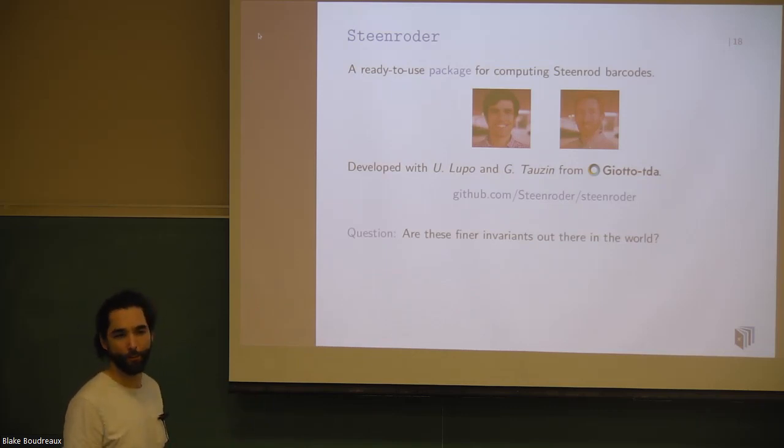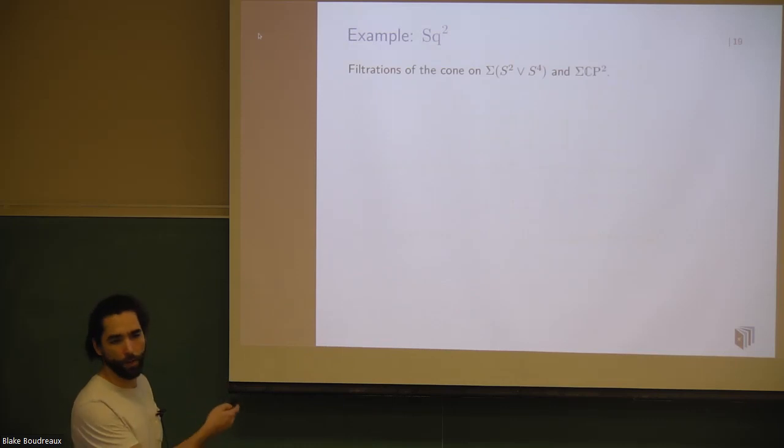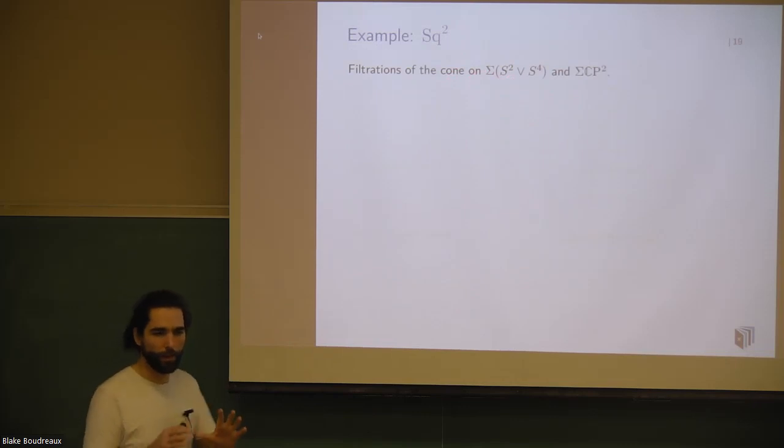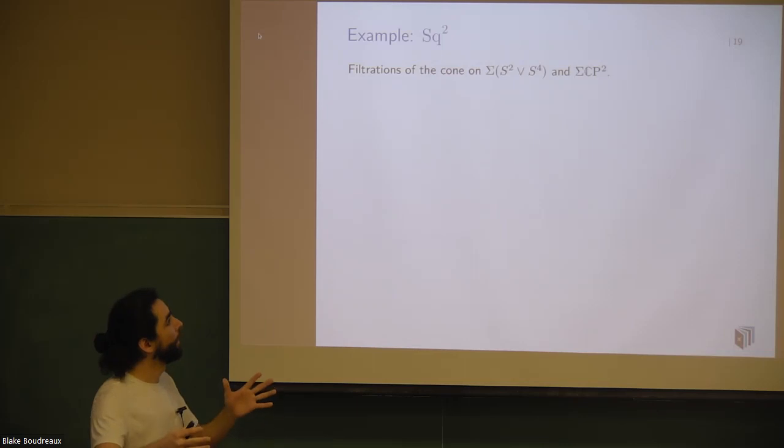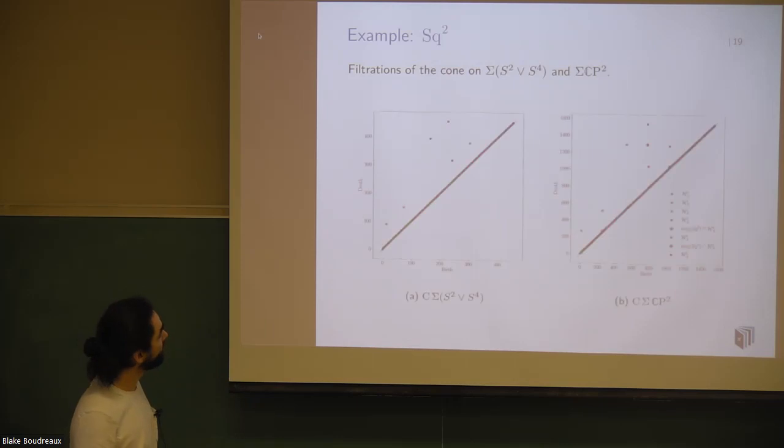Do they help in real-world problems? Well, first, I would like to illustrate a synthetic data example, because I presented it early on in the talk. Let's consider filtrations on the cone of these two spaces. And I will say they're not the actual spaces, they're simplicial complex models of those spaces, right? And then we take a filtration, some random order of the simplices. And as I said before, our Sq1 barcode gives us these two barcodes that illustrate that these two spaces are different. Notice that the cone, though, makes them contractible.